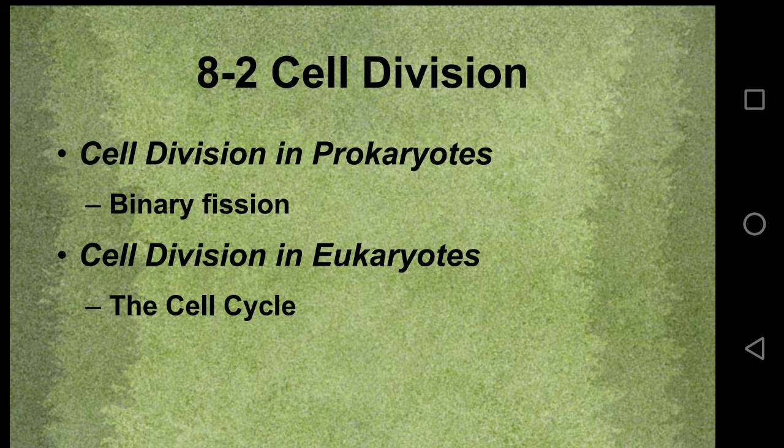Cell division in eukaryotes, obviously, they have much more to their cell structure. They're much more complex, so it does take a few more steps, and it is much more elaborate and definitive in its steps, and it has sequence and order. And there's a reason for that we'll cover.